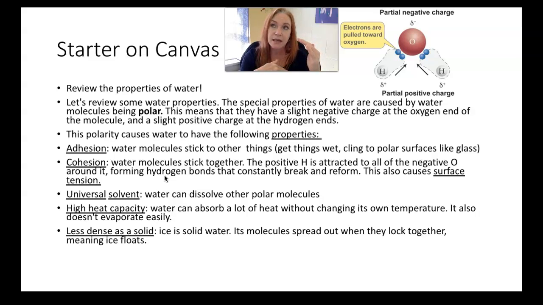It helps lock in a little bit of temperature so it can keep this liquid water under the ice. That's where living things are going to be, and they're going to be able to survive in that liquid water. Okay? So make sure you know those.